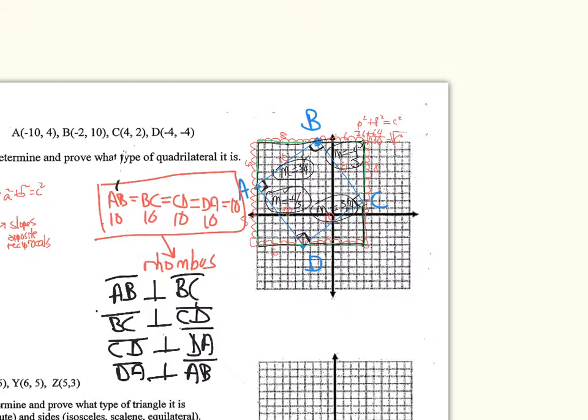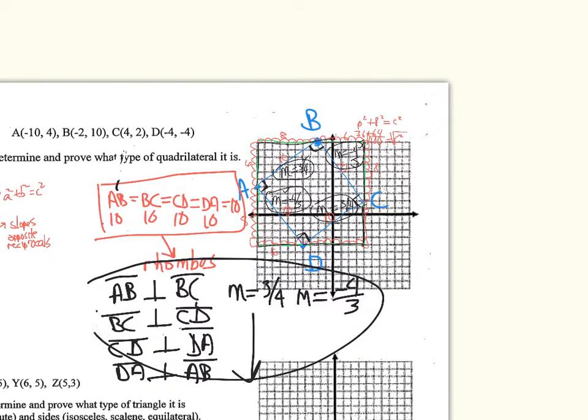And I know that all because for each of them, one slope is 3/4 and one slope is negative 4 over 3. So that supporting evidence would be for all of those. Right? So based on this, I know that it's also a rectangle, that it has 4 right angles.